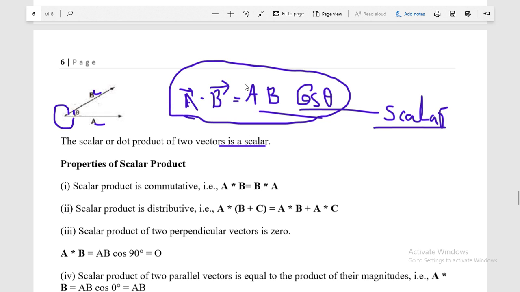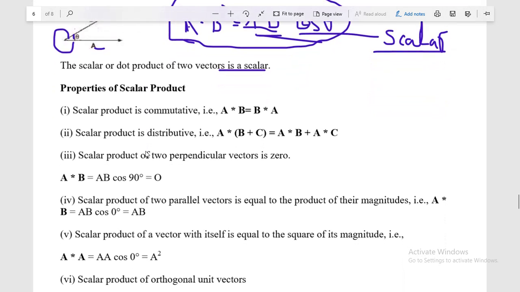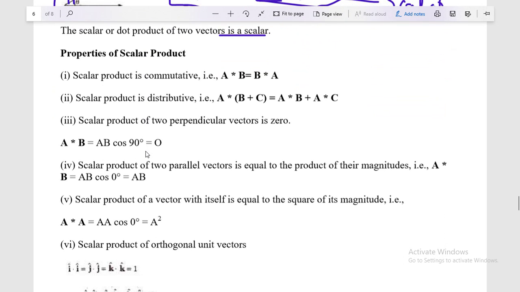Since this part does not have any direction, there is no need to write direction because it does not have direction. So let us understand the properties of the scalar product of vectors. You can see here, properties of scalar product. The first one is that the scalar product is commutative.